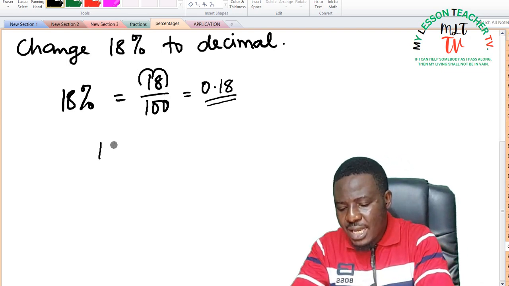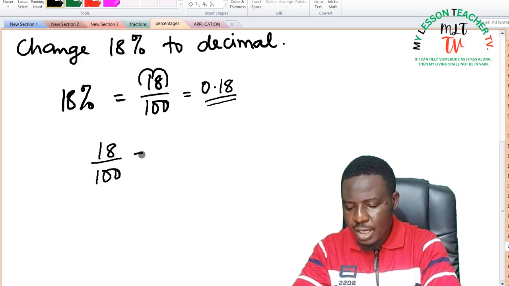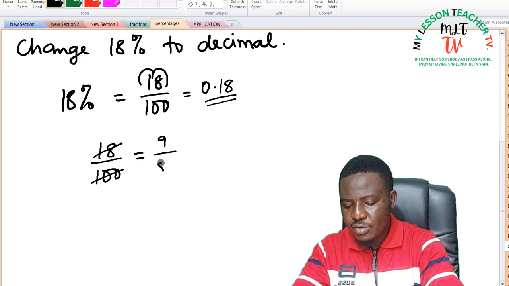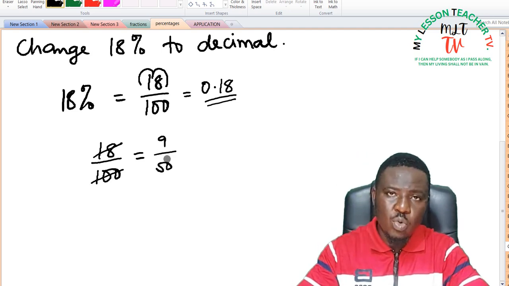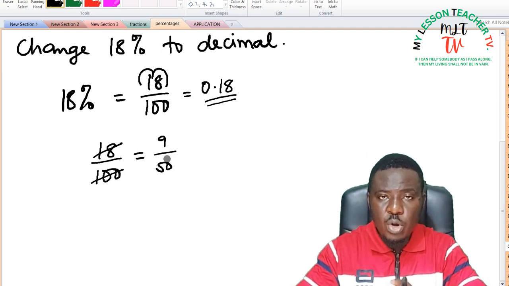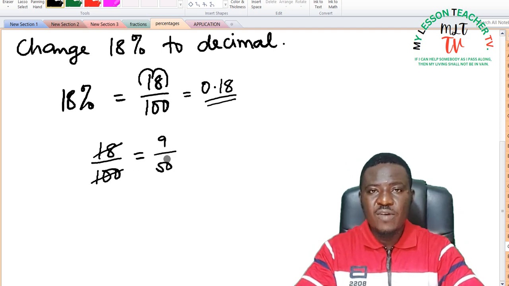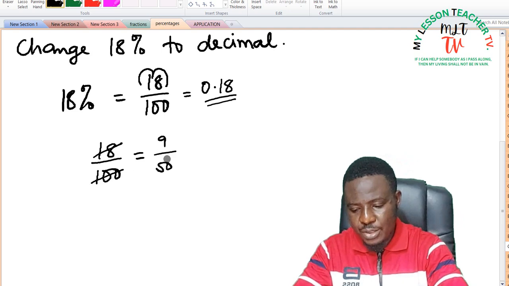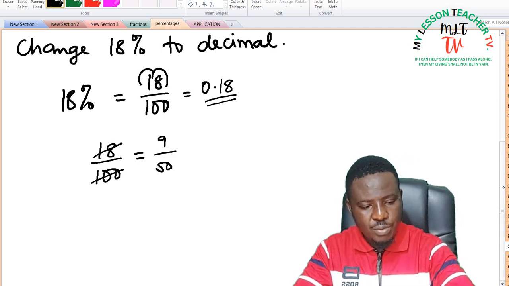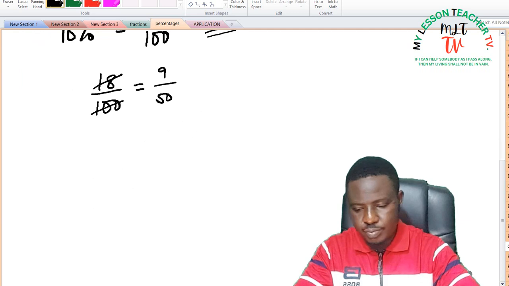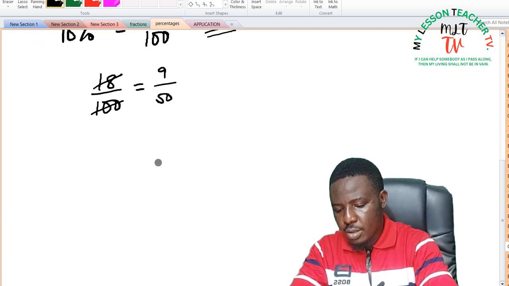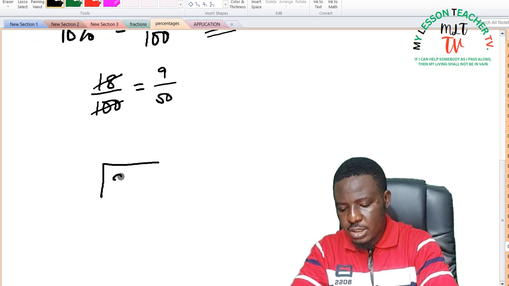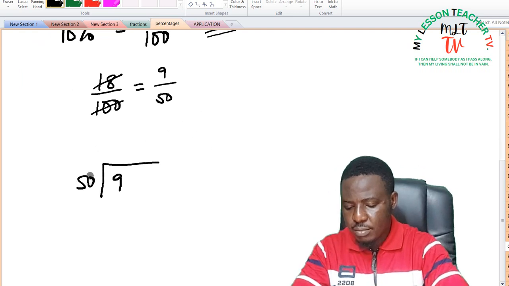Otherwise, you can say 18 divided by 100, reduce it to its lowest term. This is equal to 2 into 18 is 9, 2 into 100 gives you 50. What can go? Nothing else can go. So what you will do is to divide 9 by 50 using long division method. Now, in using long division method, this is what you will do. This is 9 divided by 50.